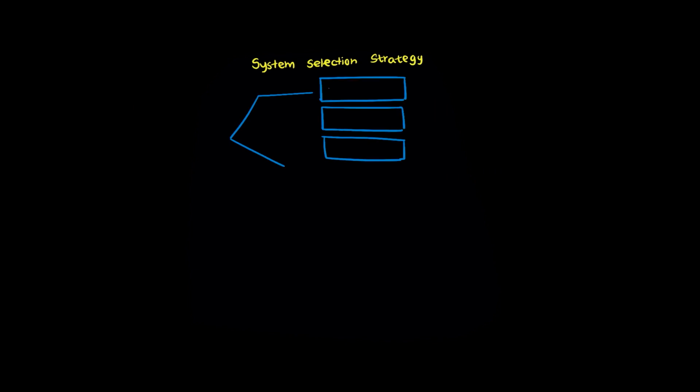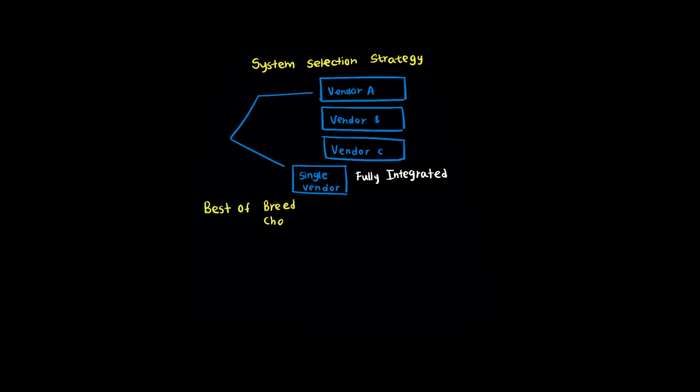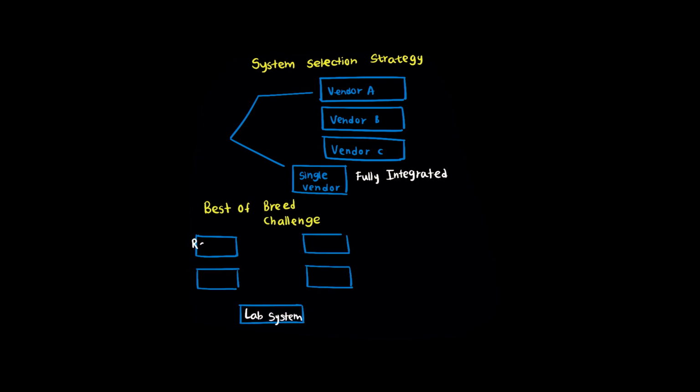This question explores strategic decisions about how to select and implement health information systems. Healthcare organizations face a fundamental choice. Do we select the best individual product for each clinical function from different vendors? That's best of breed. Or do we get everything from one vendor in an integrated suite? Best of breed sounds attractive because you're choosing the absolute best laboratory system, the best radiology system, the best pharmacy system. But here's the major downside that trips up organizations.